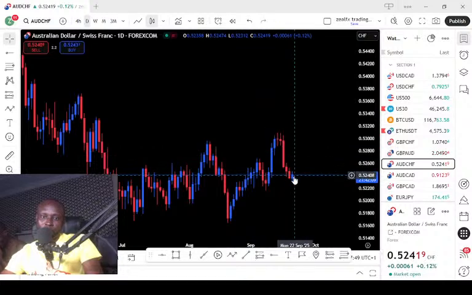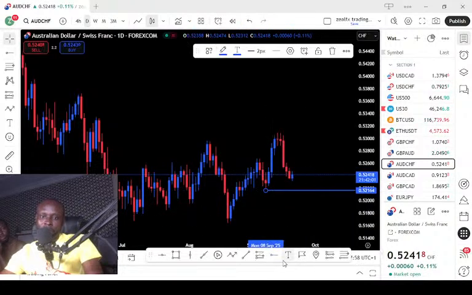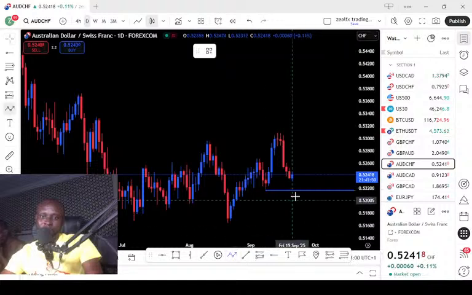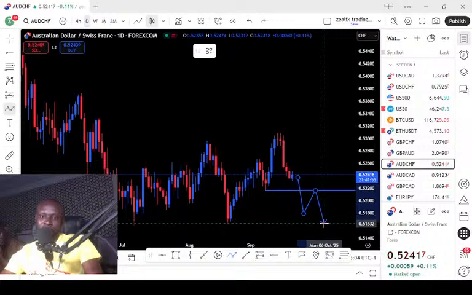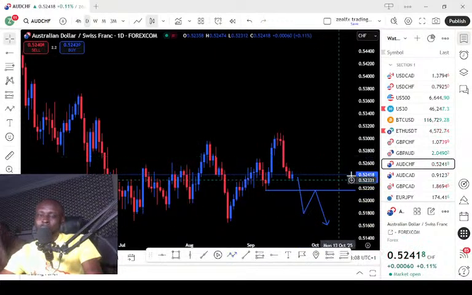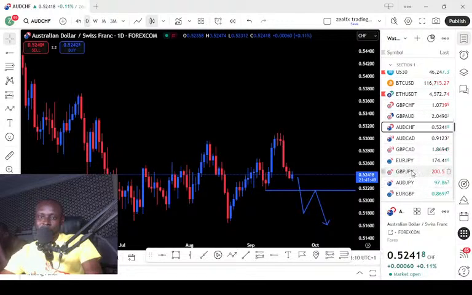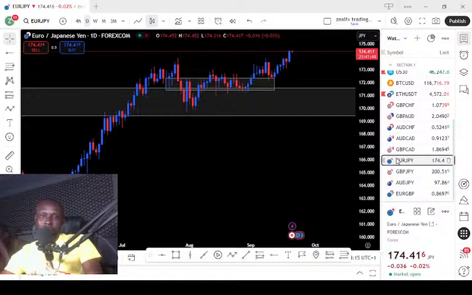Look for more selling opportunities on Australia CHF if price can break below this higher low. Once you see a clear break of price below this higher low, we'll start looking for a possible selling opportunity for the Australia CHF. Then expect a retest, then look for a possible sell for the Australia CHF to the downside. So let's look at the JPY pairs before we close this live session.